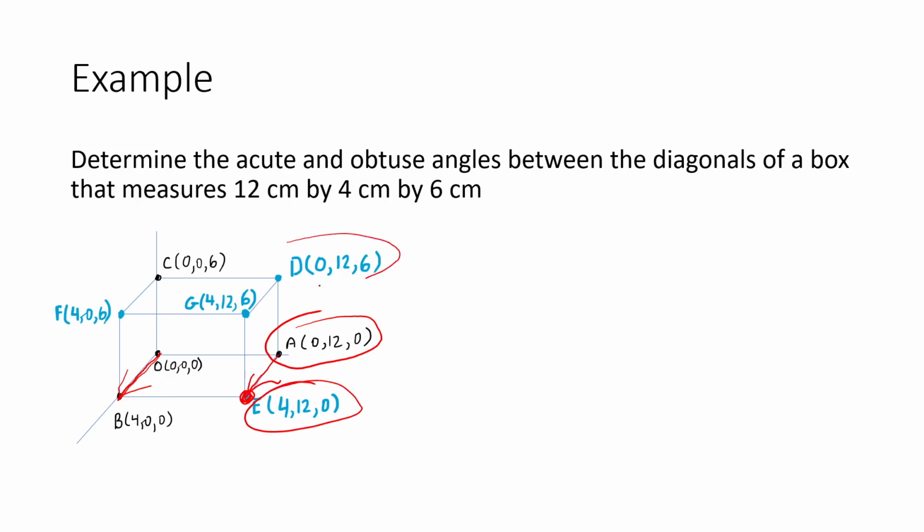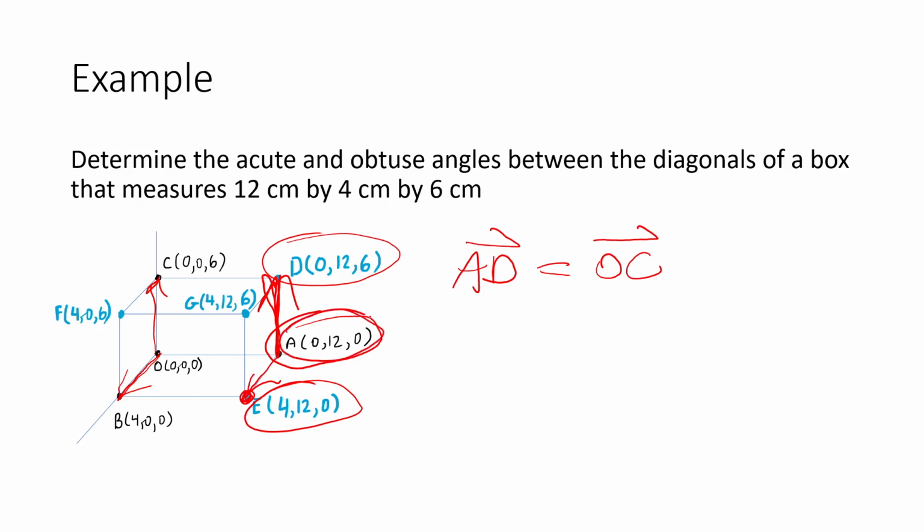And if we want to know the coordinates of this point up here, well, we just say that that journey from A to D will be equal to the journey from O to C. Well, we know that the journey from O to C involved adding 0 to the x, 0 to the y, and 6 to the z. So we do the same thing. Starting at (0, 12, 0), add 0 to the x, 0 to the y, and add 6 to the z, and we get to (0, 12, 6).